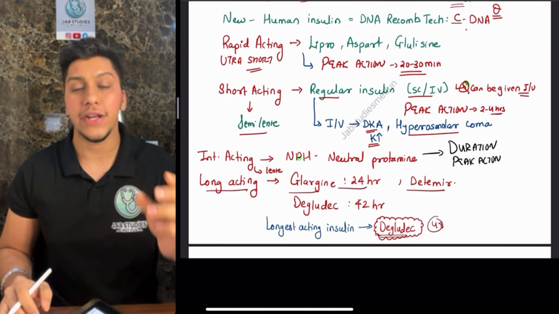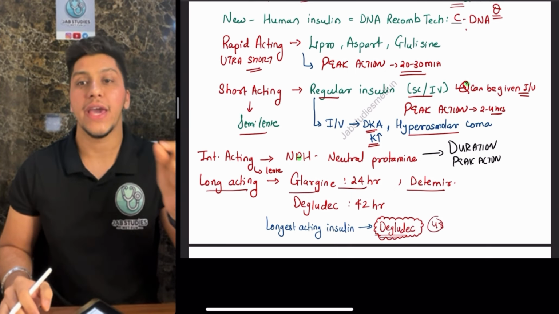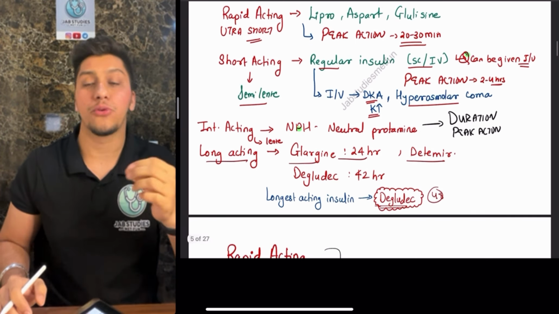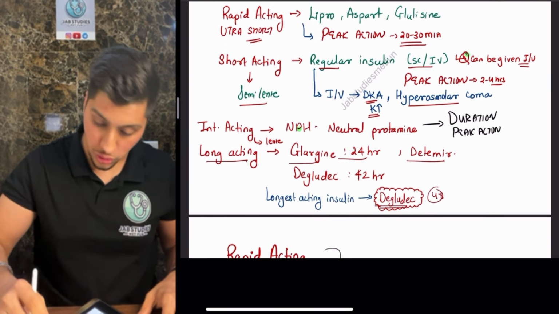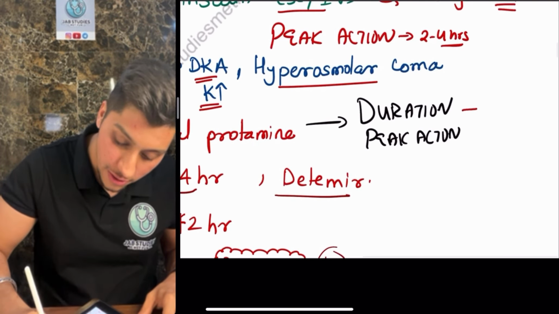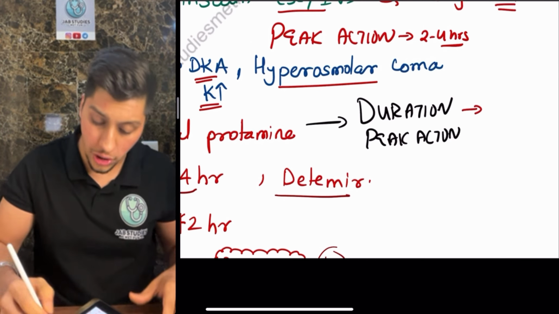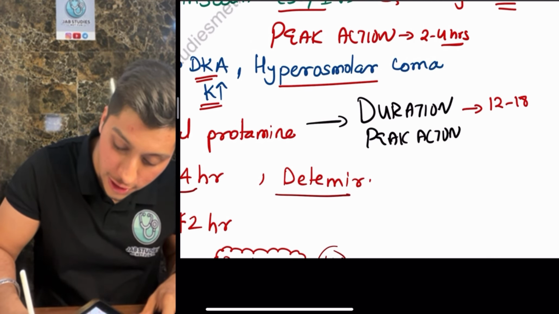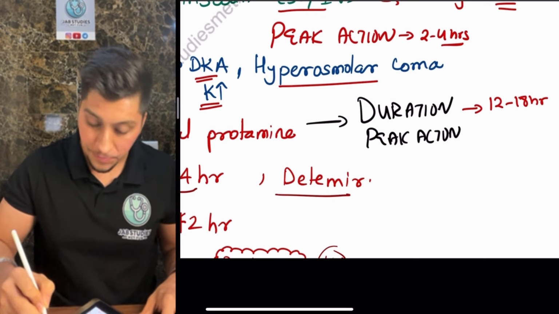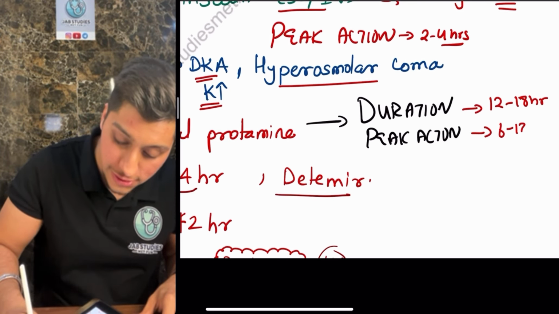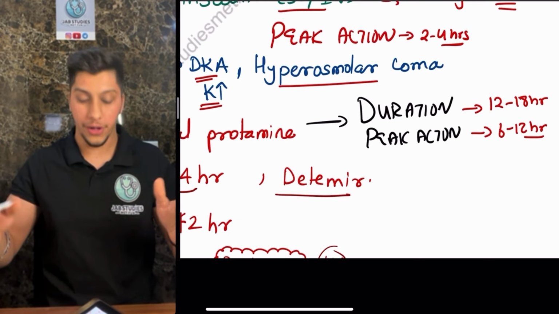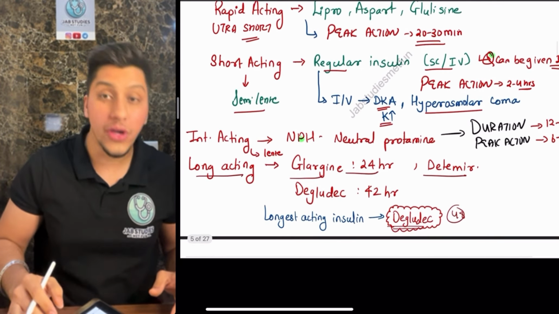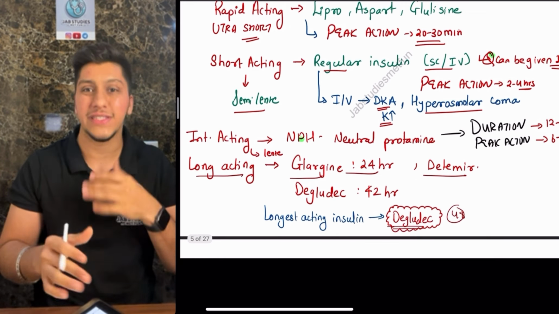In intermediate acting, you have 2 types, NPH and Lente, where NPH is neutral protamine Hagedorn, and along with that, you'll have Lente. In intermediate, you need to know the duration of action will be much longer. It is a very long action, around 12 to 18 hours. And peak takes around 6 to 12 hours, which means it starts slowly, but it lasts longer. If you talk about long acting ones, they are basically peakless type.